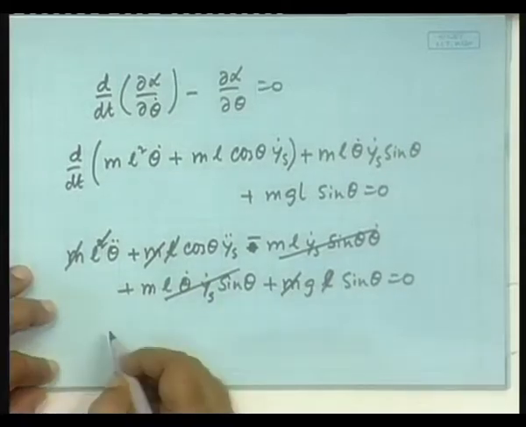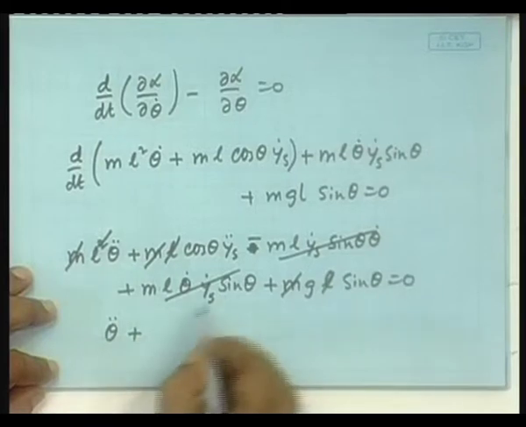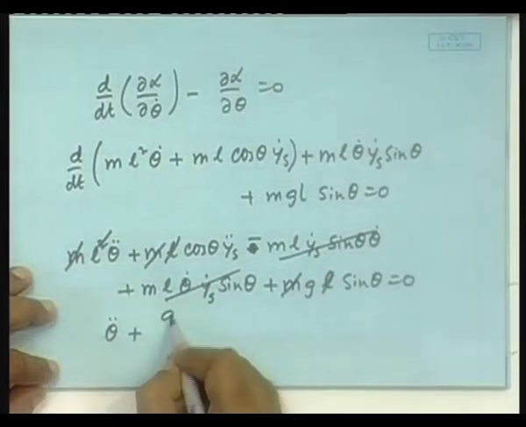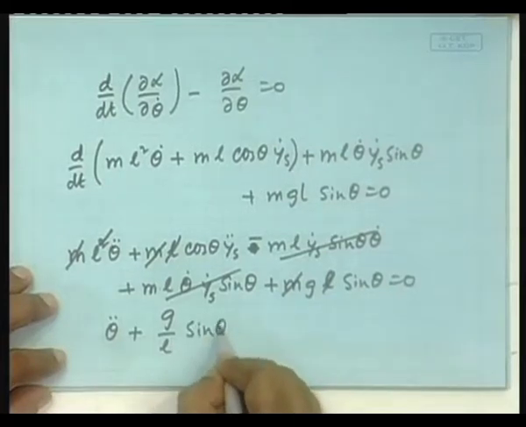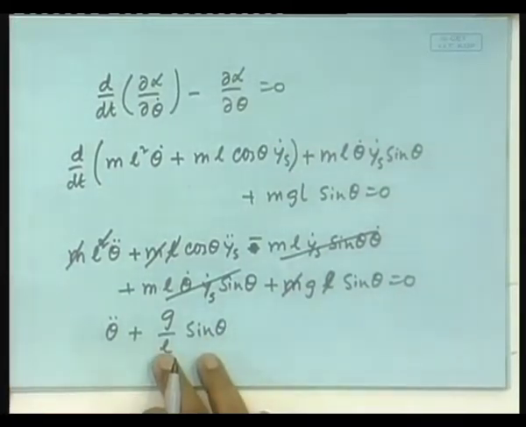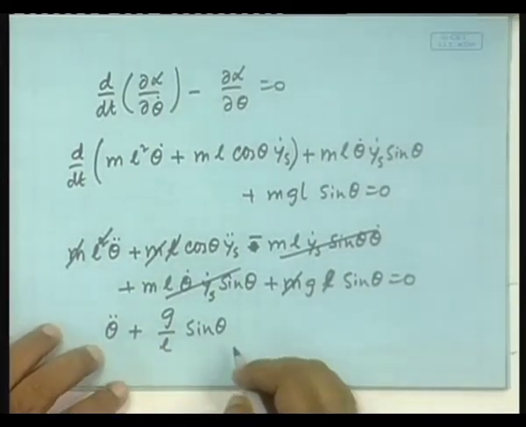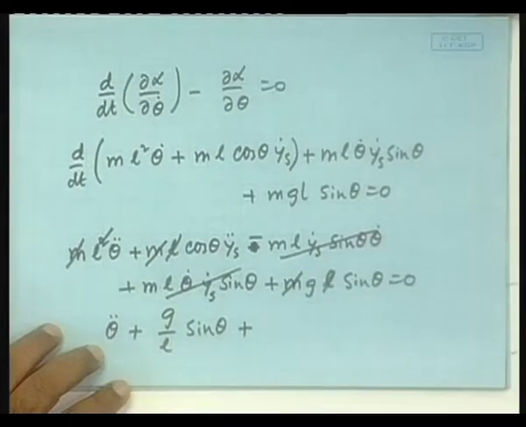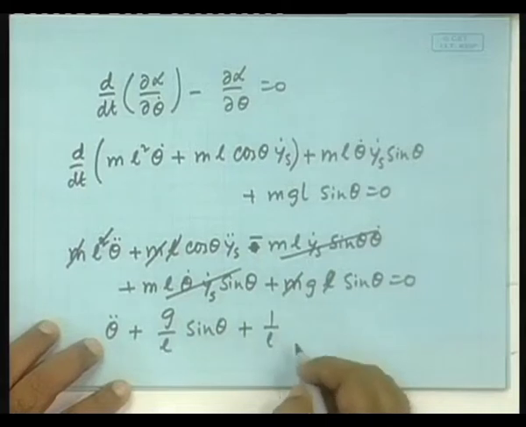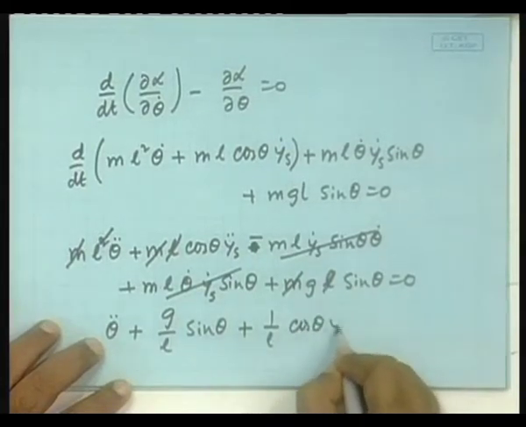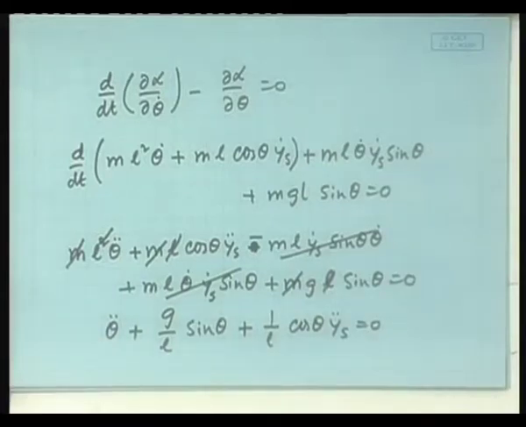So things become simpler. Theta double dot plus g by L sin theta. These things were there in the simple pendulum. That is why I wanted to write it this way. Plus 1 by L cos theta y double dot s equal to 0. That becomes the equation.